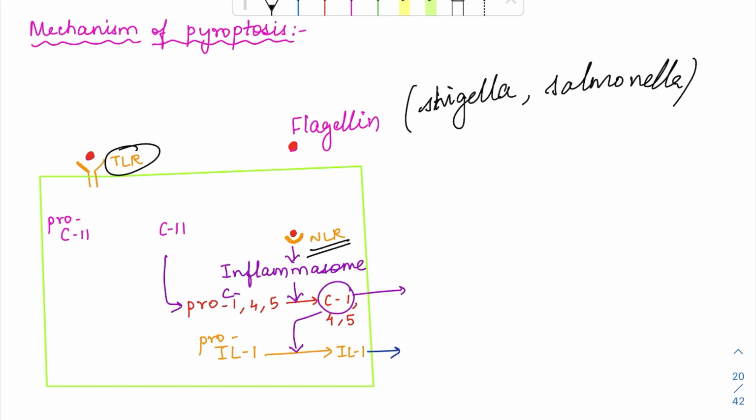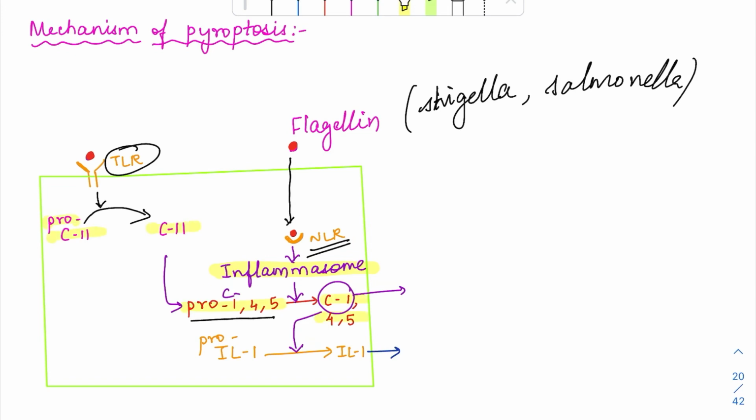When the toll-like receptor is activated, it is going to cause the conversion of pro-caspase 11 into active caspase 11. And this active caspase 11 will then convert the pro-caspases 1, 4 and 5 into their active forms. Also, when flagellin attaches to the nod-like receptor in the cytoplasm, it is going to form a complex called the inflammasome. This inflammasome complex is responsible for the conversion of caspase 1, 4 and 5 into their active forms again. So this is one pathway, and there is another pathway happening over here.